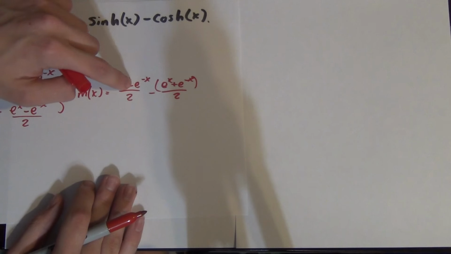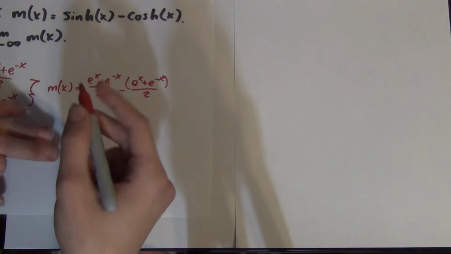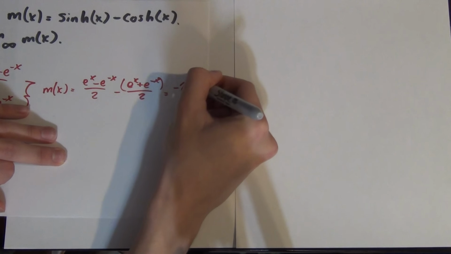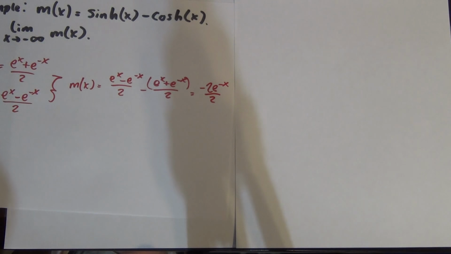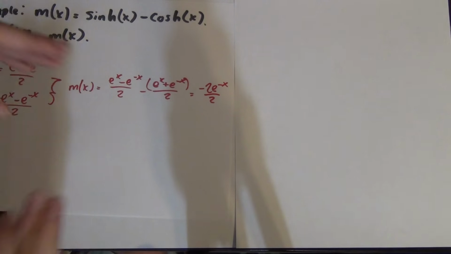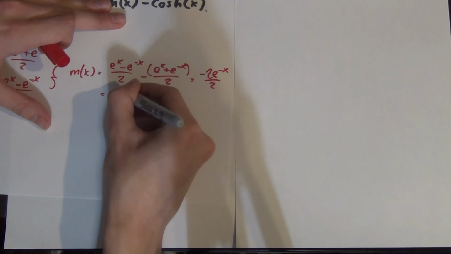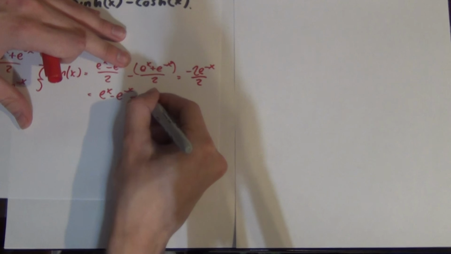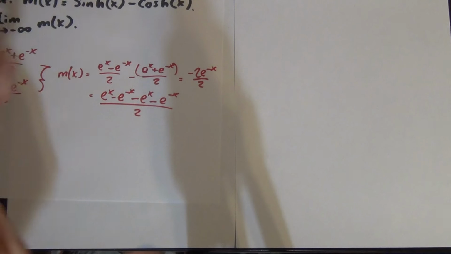And I have negative e to the negative x, negative e to the negative x. And I could combine those, and I have a negative 2e to the negative x divided by 2. Okay, so I'm just simplifying at this point. If you want me to show that extra step, I guess I could. So this would be e to the x minus e to the negative x. This negative would distribute. I'd have negative e to the x, negative e to the negative x divided by 2.